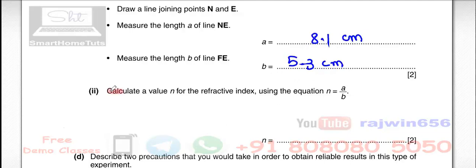Calculate the value of n for the refractive index using the equation n is equal to A divided by B. So this is the calculation that we are going to do, and then we are going to write down its value. So we divide this value 8.1 divided by 5.3, which is going to give us the value of n, that is the refractive index, as 1.53. There will be no units as it is refractive index.